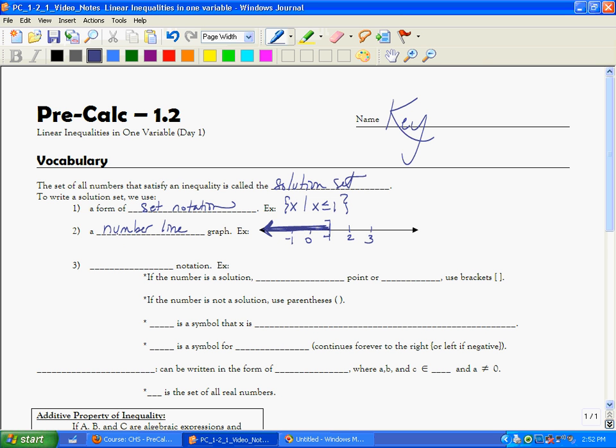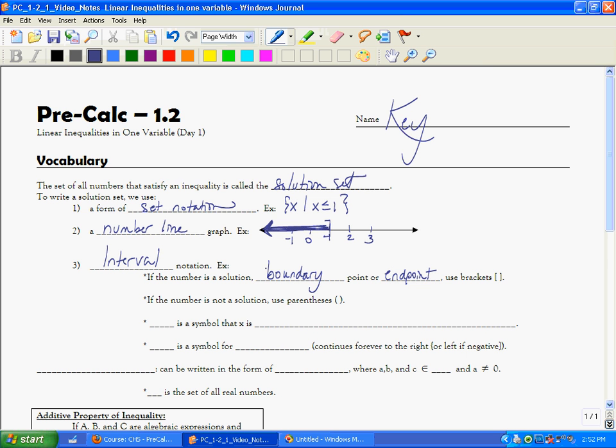The third way is interval notation. For example, if the number is a solution, a boundary point, or endpoint, we use the brackets. Otherwise, if the number is not a solution, we use the parentheses. We'll give you an example in a minute.